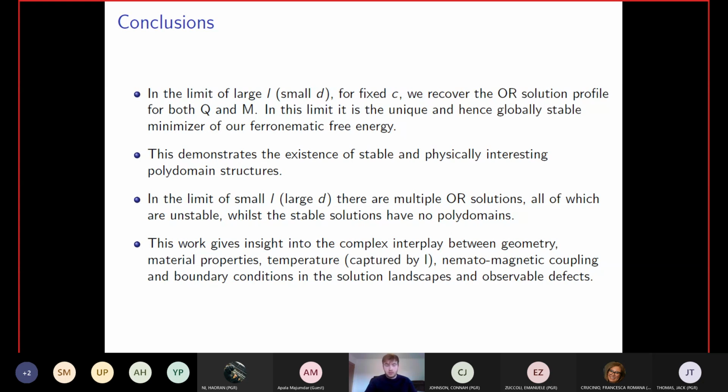And then I think the key takeaway point of this work is the fact that there's a very complex interplay between the geometry, the material properties, temperature, coupling, and the boundary conditions, all of which come together to have an impact on the solution landscape in terms of the type of solution and their stability, as well as the observable defects in the form of the location and multiplicity of nematic and magnetic domain walls.